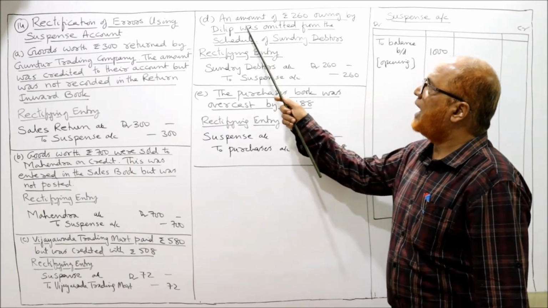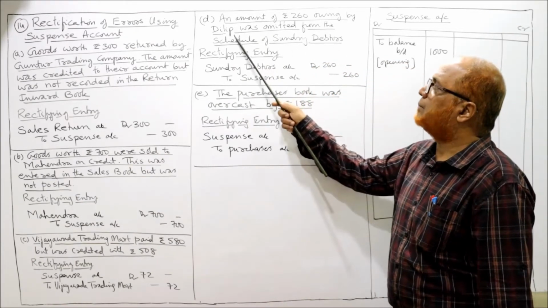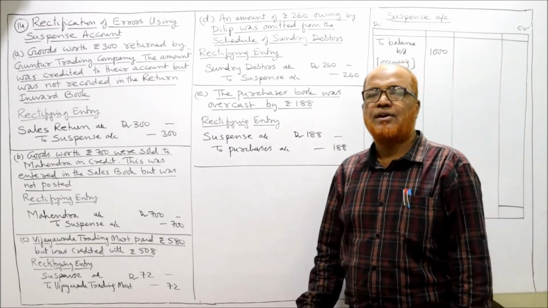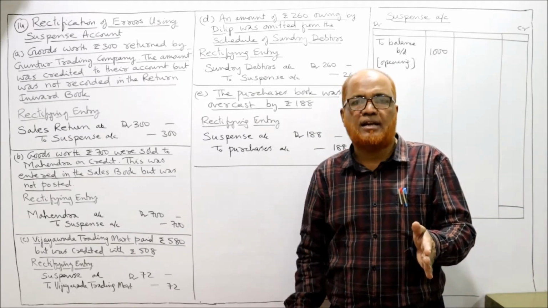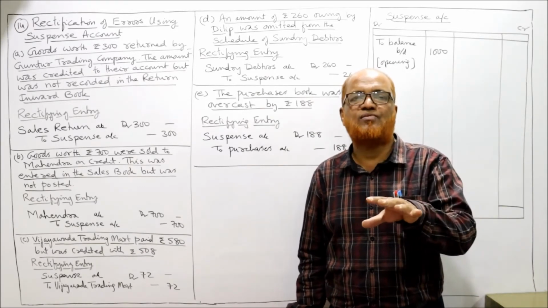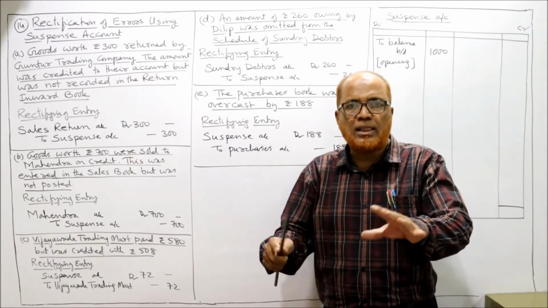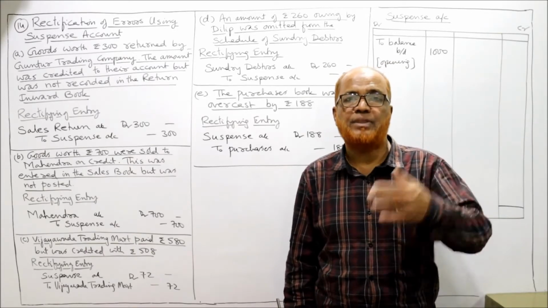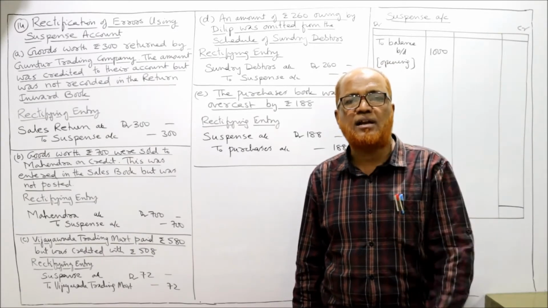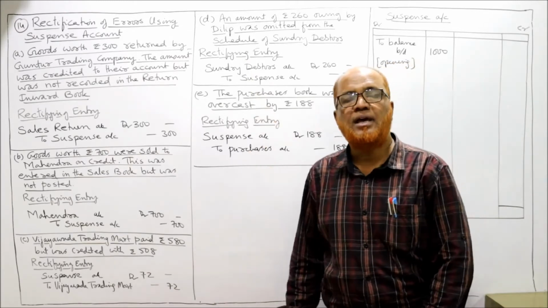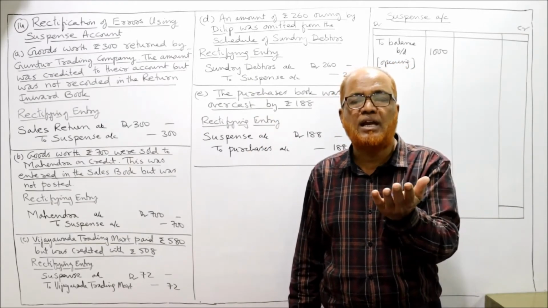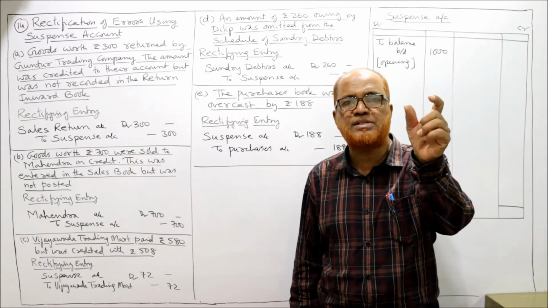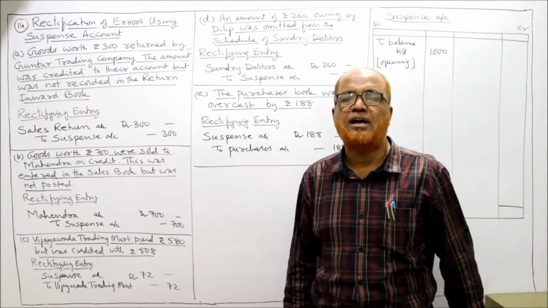Now the fourth error. An amount of rupees 260 owing by Dilip was omitted from the schedule of sundry debtors. We have prepared a schedule of sundry debtors. Sundry debtors means all the customers from whom amount is due to the business, whom we have to receive from. They are called sundry debtors. In those sundry debtors, one customer was there, Dilip. His amount was omitted to be included in the schedule of sundry debtors. We forgot to take Dilip's amount.